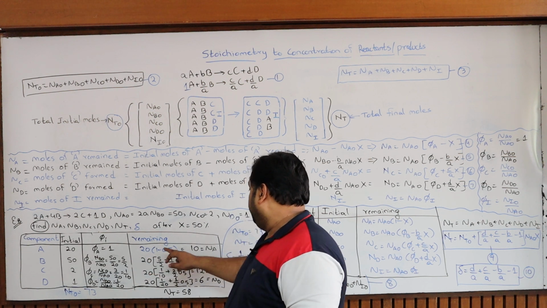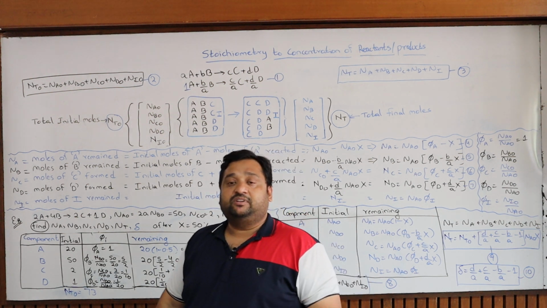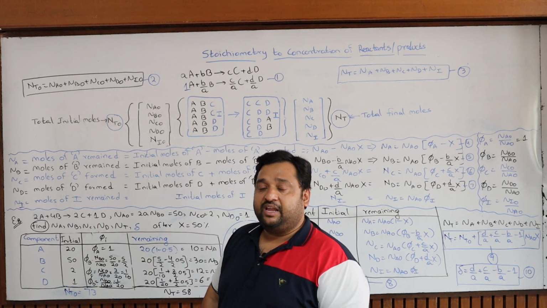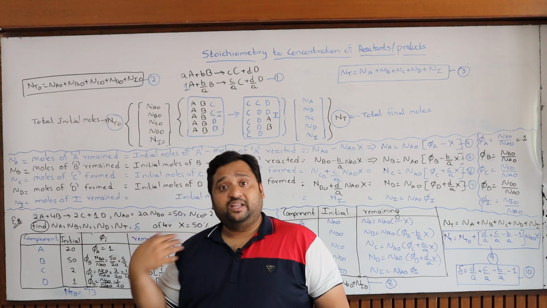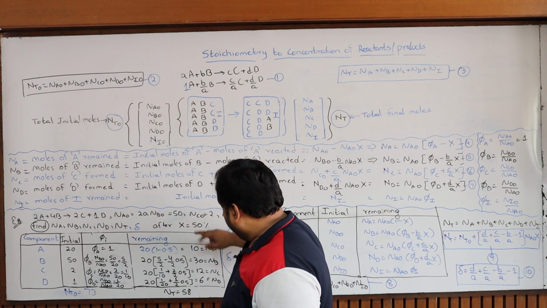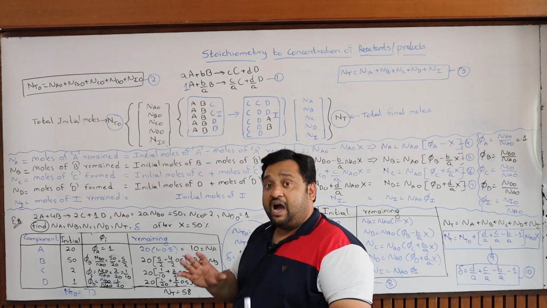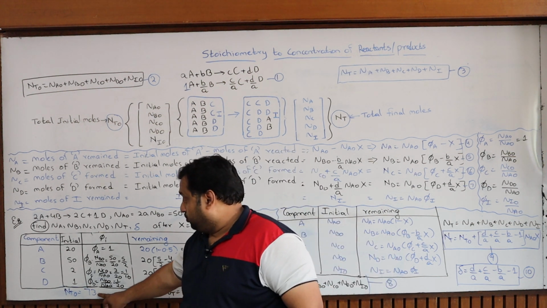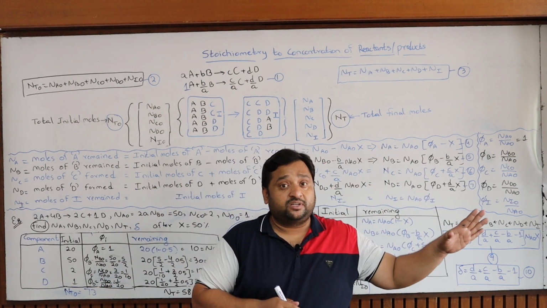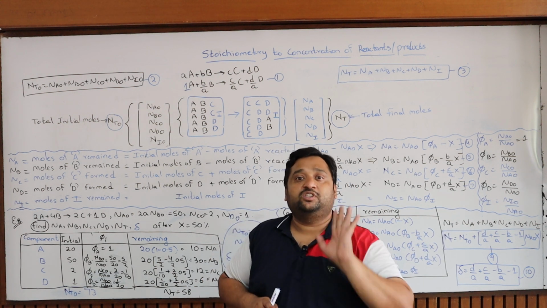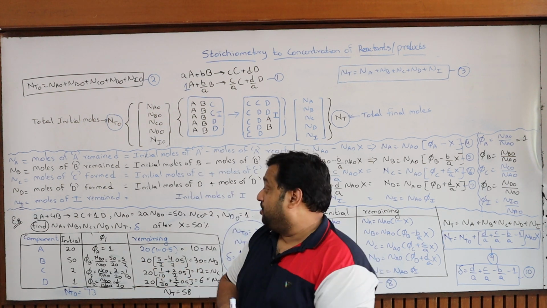Now if you sum it, what is the total moles remaining after the reaction? How many moles of A remain, how many moles of B remain, how many moles of C have formed, how many moles of D have formed. If you sum Na plus Nb plus Nc plus Nd, you get Nt. That means after 50% reaction, you started with 73 total moles, and finally after 50% conversion only 58 moles are present. Why is the initial moles higher and the final moles lower? It is because of the reaction.